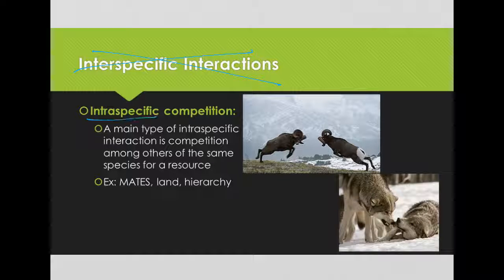This last bit is about intraspecific competition. The main type of that we're going to discuss is competition among members of the same species for a resource. The big one is mates, so competition for a mate, competition for land, and of course competition for hierarchy.